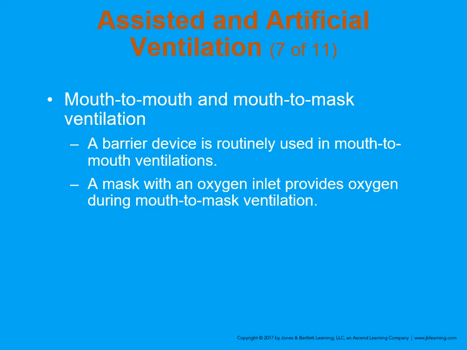Mouth to mouth and mouth to mask ventilation. A barrier device is routinely used in mouth-to-mouth ventilations. A barrier device is a protective item that features a plastic barrier placed on a patient's face with a one-way valve to prevent the backflow of secretions, vomitus, and gases. Mouth-to-mouth ventilations without a barrier device should only be provided in extreme situations.